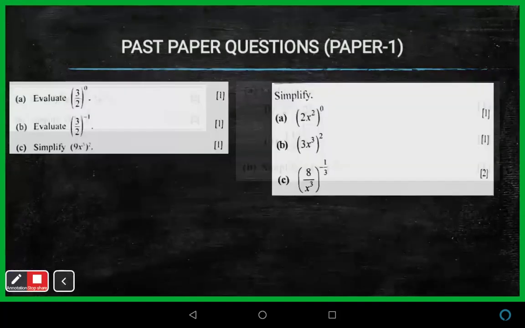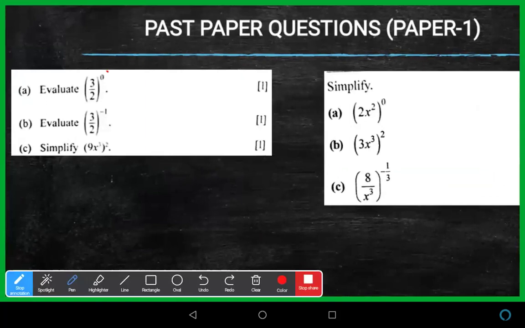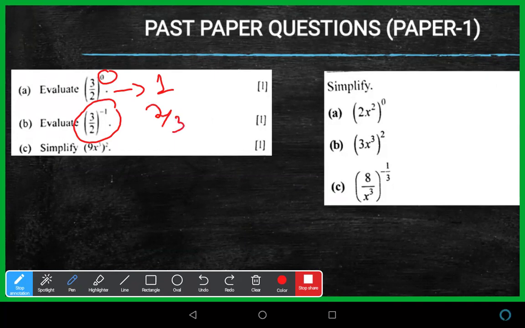Now, next question. You can see the power is 0. And I told you when the power is 0, then the value will be 1. So the answer will be 1. Simple as that. Now, the power is negative. So how can we make a power positive? By reciprocal, it will become 2 upon 3. Simple. 2 upon 3 will be the answer. We have to reciprocal the value to make a power positive.